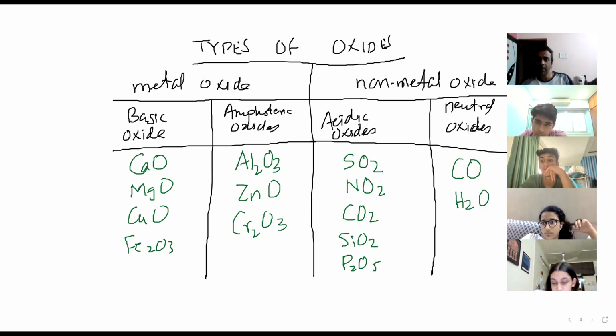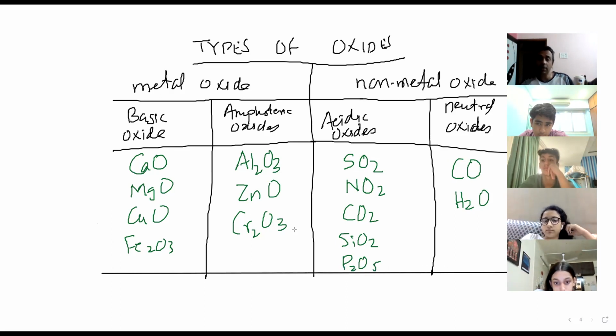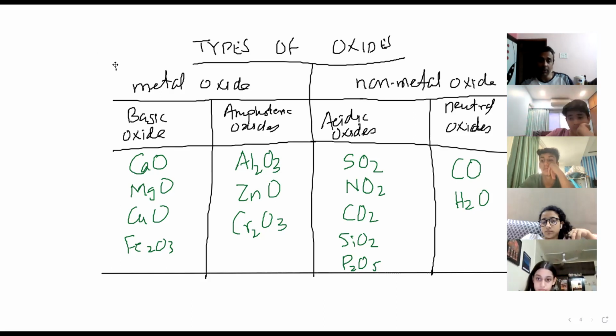Is everybody clear so far? So we have 4 categories of oxides. Any oxide given could be one of these 4. It could be basic, amphoteric, acidic, or neutral.